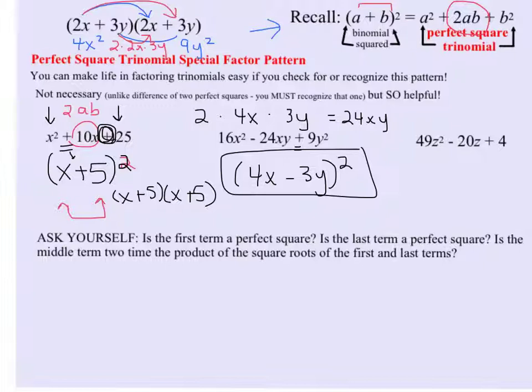49z squared minus 20z plus 4. 49 is a perfect square. That's going to be 7z. 4 is a perfect square. That's going to be 2. And now I need to test to see that the middle is 2 times the product of those square roots. 7z times 2 is 14z, and 14z times 2 is 28z.